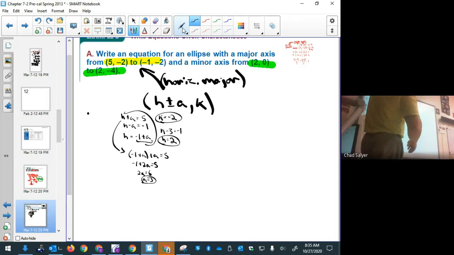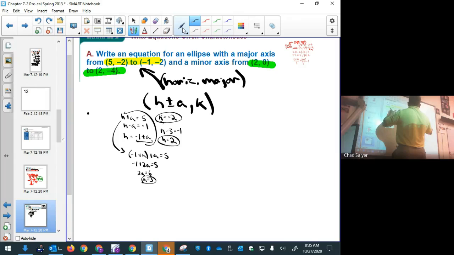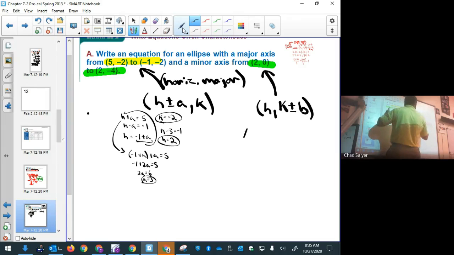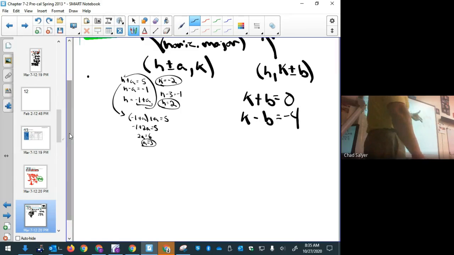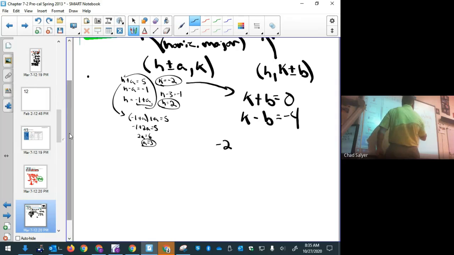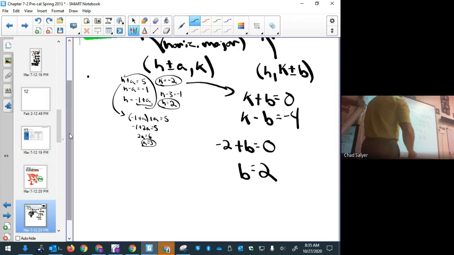And this fixes this. So here I see that this is going to be h comma k plus or minus b. So I've got k plus b is going to be the greater of these two, which is 0. And k minus b is going to be the lesser of these two, which is -4. Now I know k already, so I don't have to go through the systems. I just pick one of these and plug in -2 plus b equals 0, so b equals 2. And there we go, everything we need.